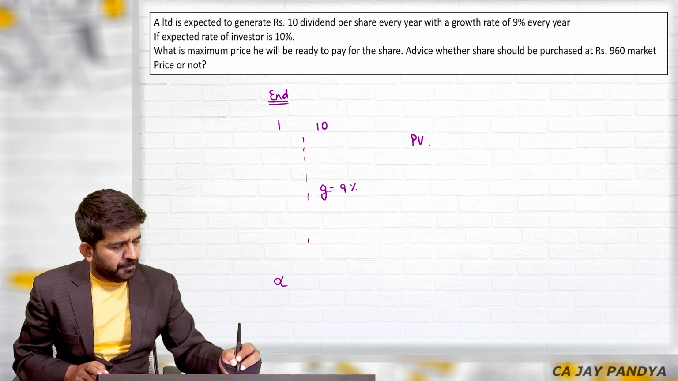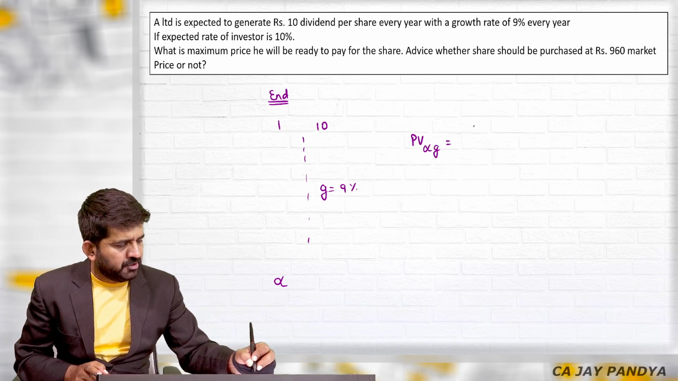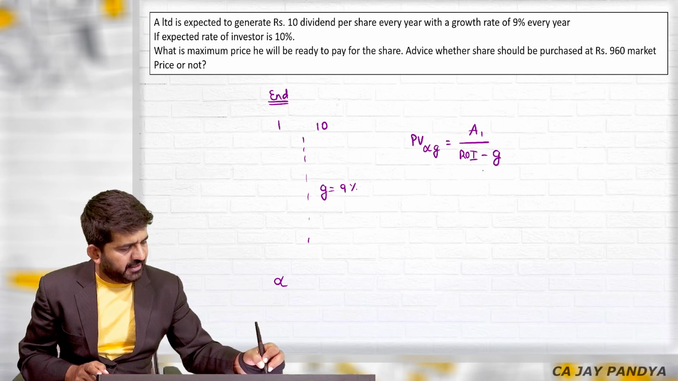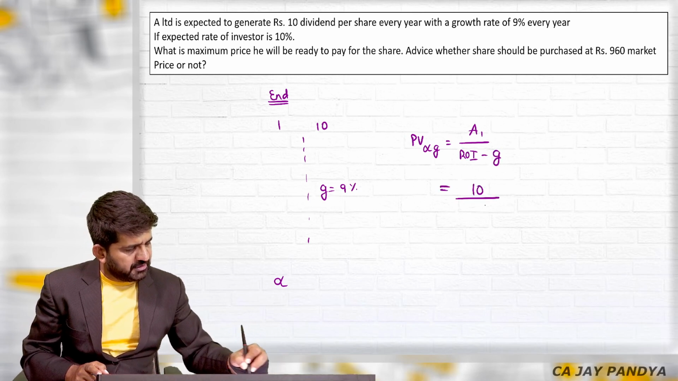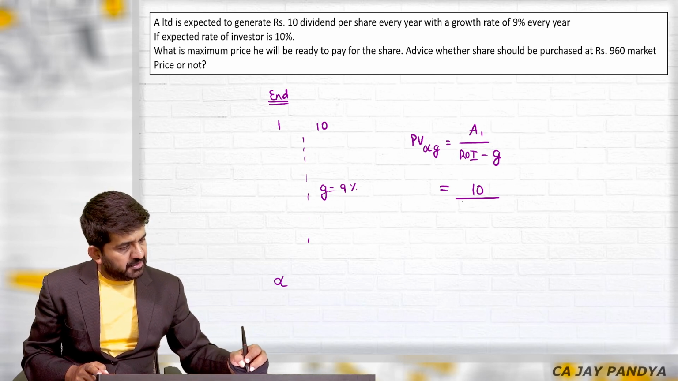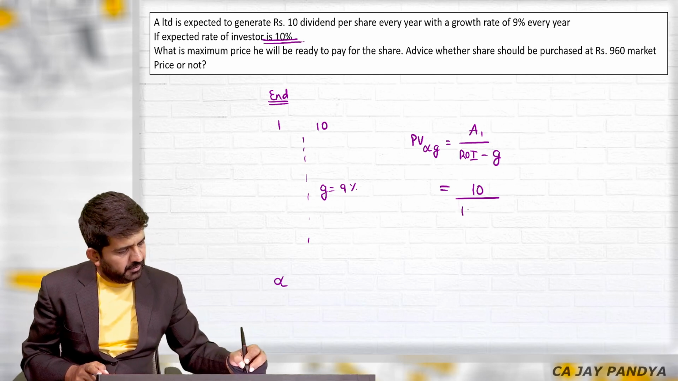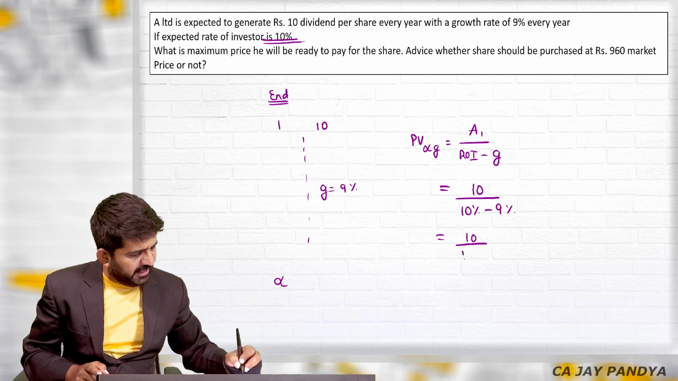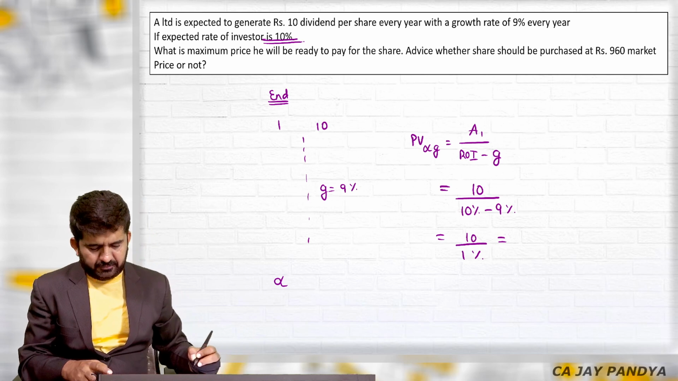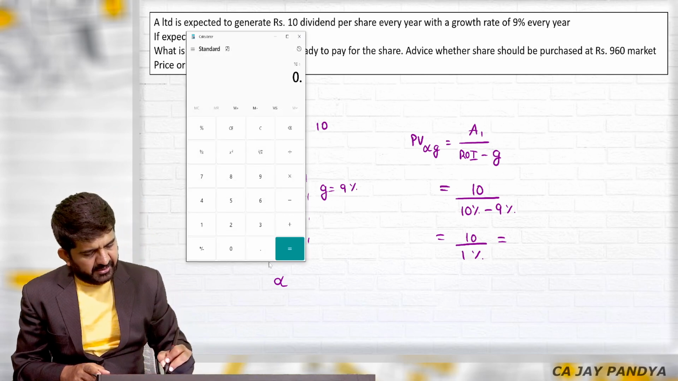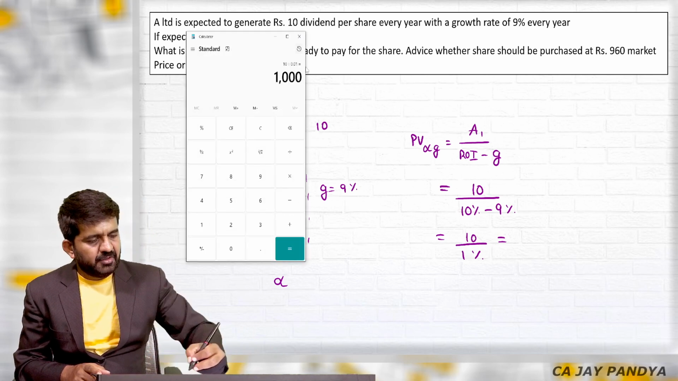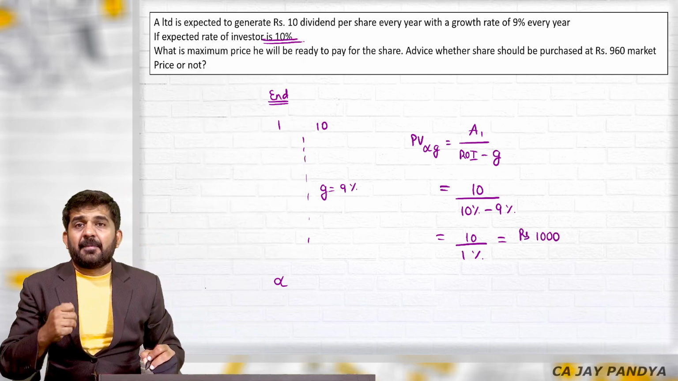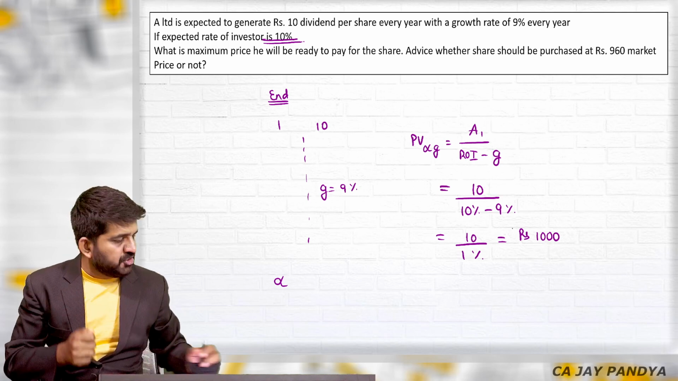Can I find out present value of infinite cash flow with growth? Yes, it is amount of first year divided by rate of interest minus g. Amount for first year is 10. Rate of interest is 10% minus growth rate is 9%. So 10 divided by 1%, which is rupees 1000. What is the maximum price I am ready to pay for this share? It is rupees 1000.